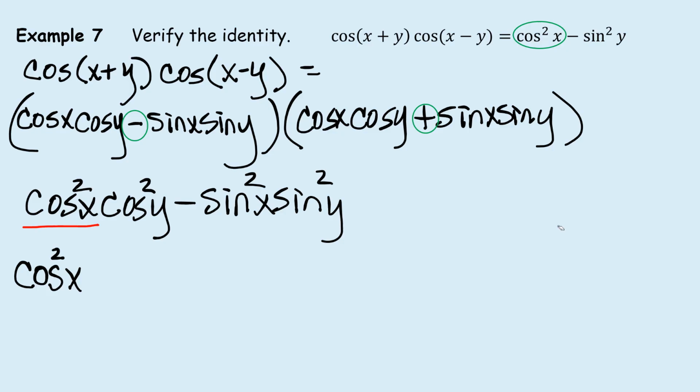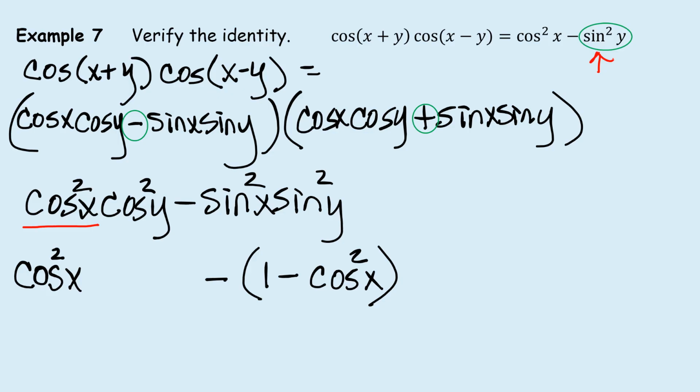So cosine squared x, cosine squared y, that would stay the same. And then I'm just substituting for sine squared x. I'm putting 1 minus cosine squared x. Okay, and now I'm looking at the sine squared y on the right side of the equation that we started with. I'm trying to get my y's to be associated with sine squared.